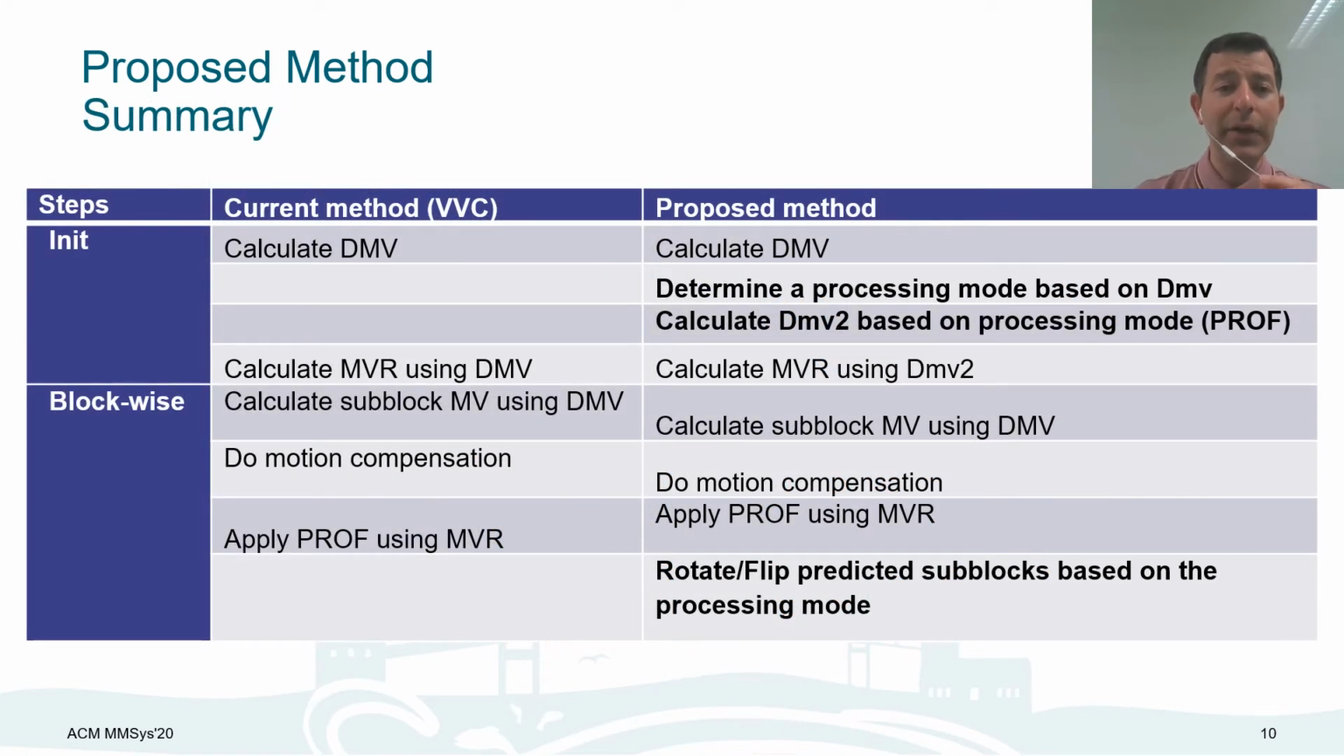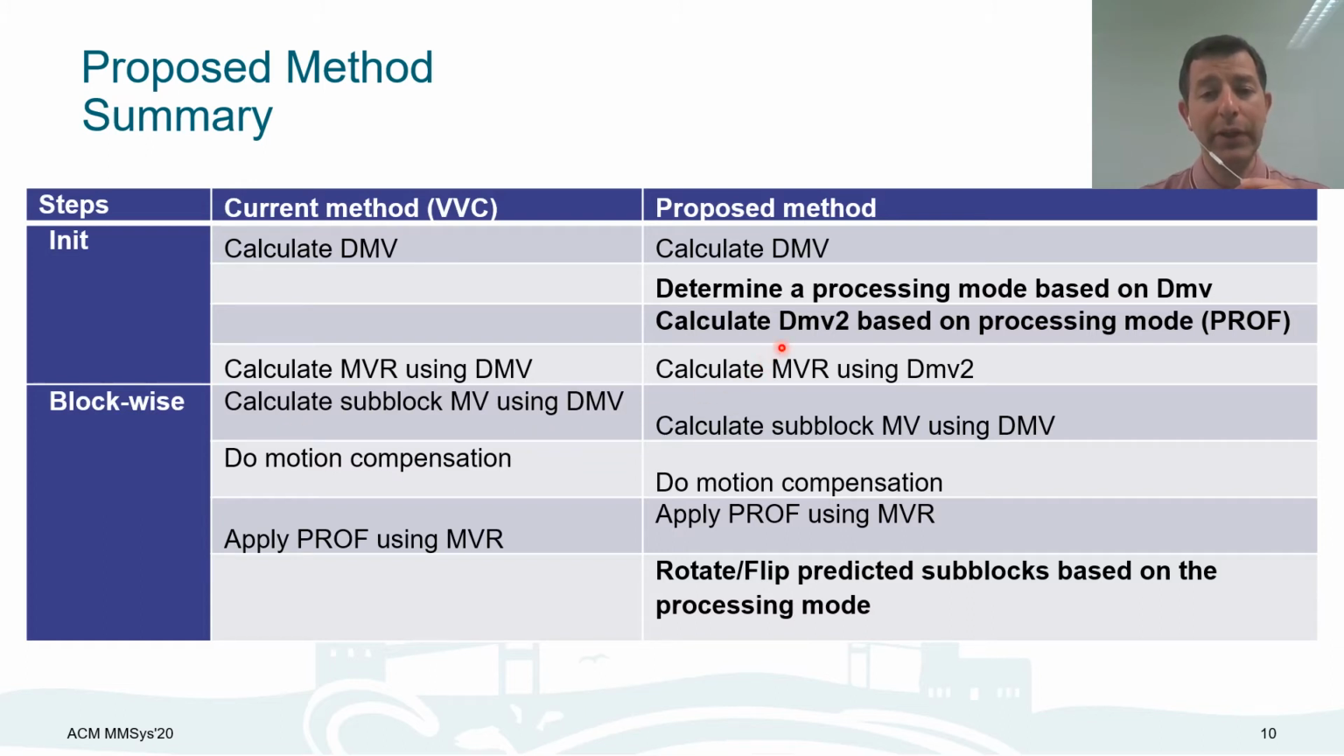So in summary, the proposed method is like this. Here I compared the current method and the proposed method. Affine motion compensation has an initial step. In the initial step, it calculates some motion vectors based on the affine parameters, those corner motion vectors, and then does the motion compensation for each block, and then puts all the sub-blocks together.